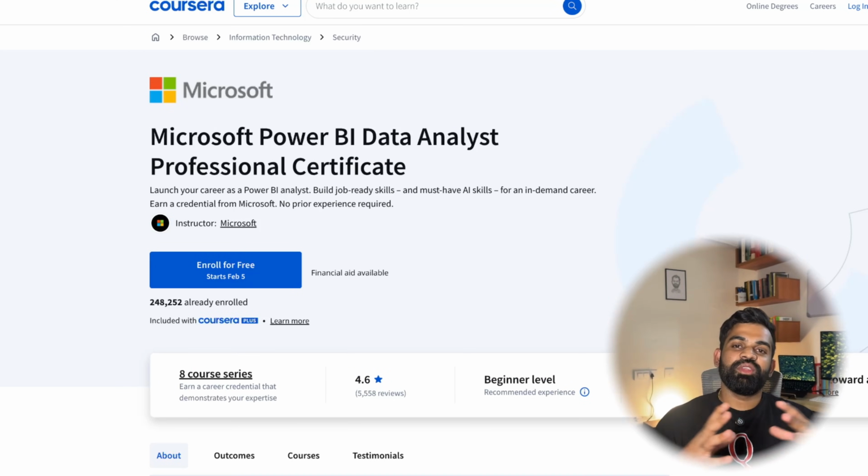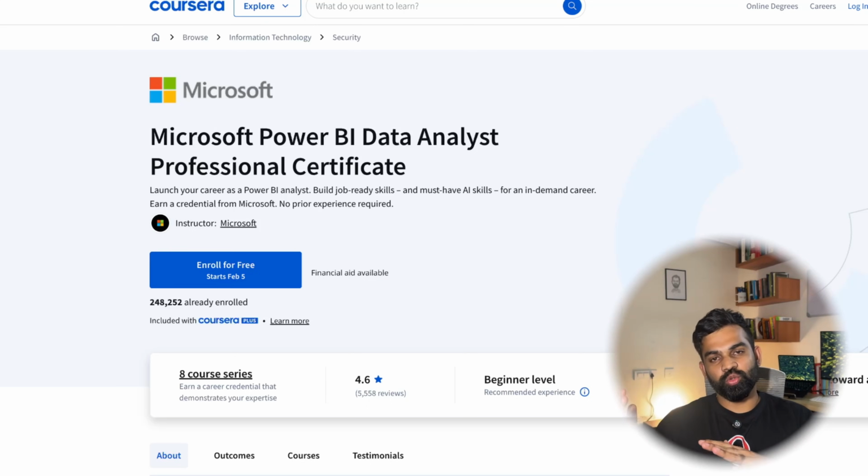So the next skill which I learned is Power BI. Obviously, as a data analyst, you need to know at least one visualization tool, and my tool of choice was Power BI. You can either go with Tableau or Looker. So it's up to you which tool you want to choose and want to master.